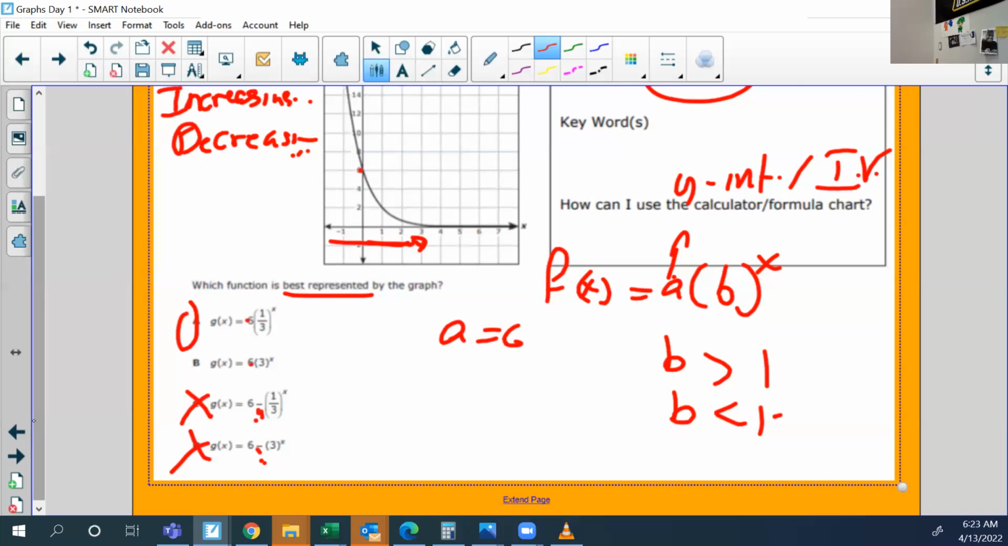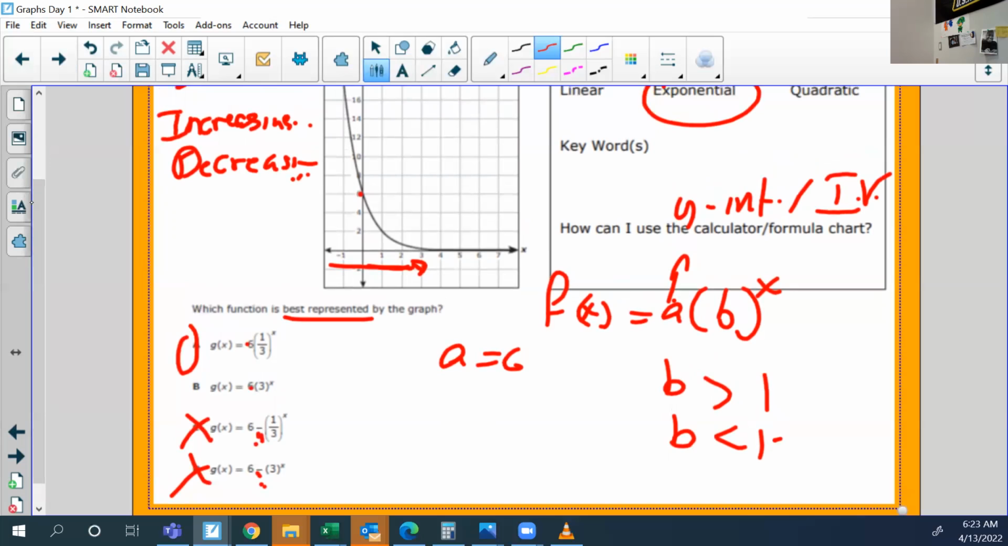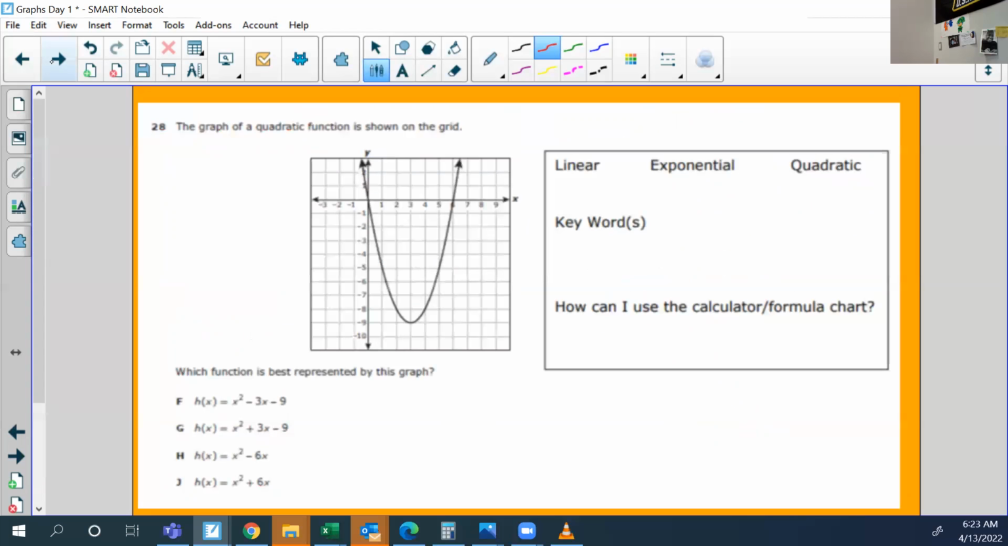Or you can graph them. Another option, if you're still confused, you can graph them and see which one is the right graph. Hopefully you realize this is not the equation for exponential. So the only two you'll be graphing are A and B. Let me put graph right here. All right, moving on.